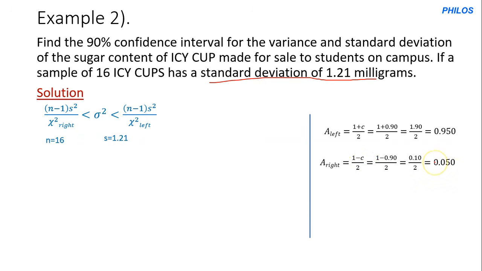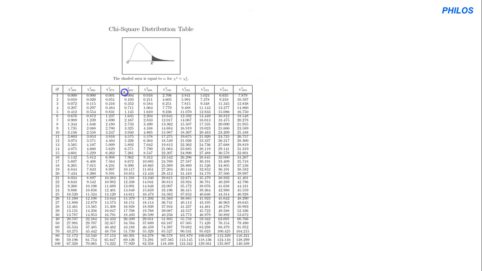You get the same answer. Now, we need the degree of freedom, which is 16 minus 1. The sample size is 16, then we subtract 1. So we get 15. So we go to the chi-square table. Now, the area to the left is 0.95. The right is 0.05. So our degree of freedom is 15. So let's check the area to the left against the degree of freedom of 15. We get 7.261. So this is the chi-square left.